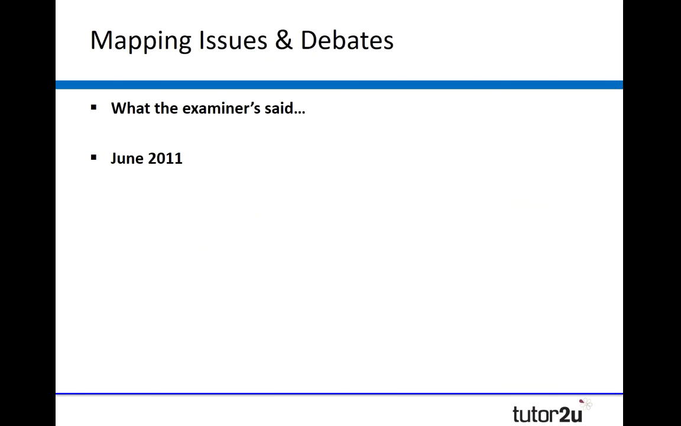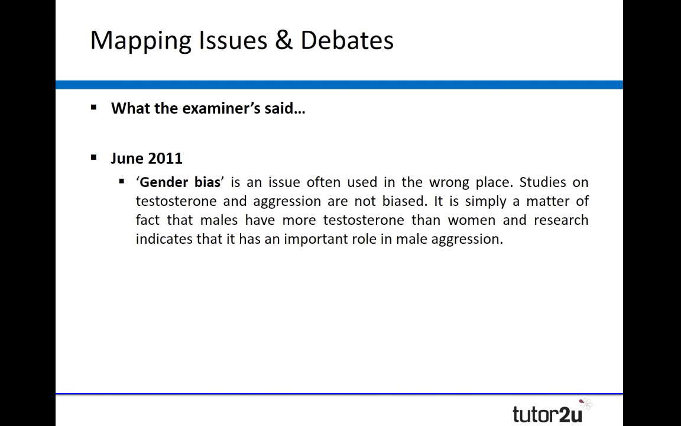In terms of mapping issues and debates, I just want to show you a few examiners' comments, because historically, before we look at how to do it, it's important to realise that it's been a bit of an issue in psychology for many, many years, that students don't know what different terms mean, like nature and nurture. A couple of really important comments just to pick out that examiners will be hitting their head on the table with. Gender bias is often used incorrectly. Many students think that if a study uses testosterone or aggression, it's therefore biased in some way. And really it's not. It's just a matter of fact that males actually have more testosterone than females. So that doesn't mean there's a gender bias.